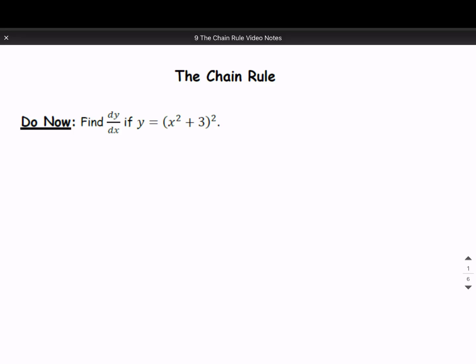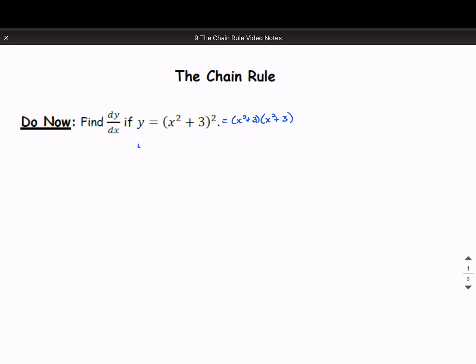Hello, my darlings. Okay, today we're going to learn our last new rule. This is the chain rule. Before we do that, I would like to find the derivative if y equals the quantity x squared plus 3 squared. Now, remember, that means that this is really x squared plus 3 times x squared plus 3.